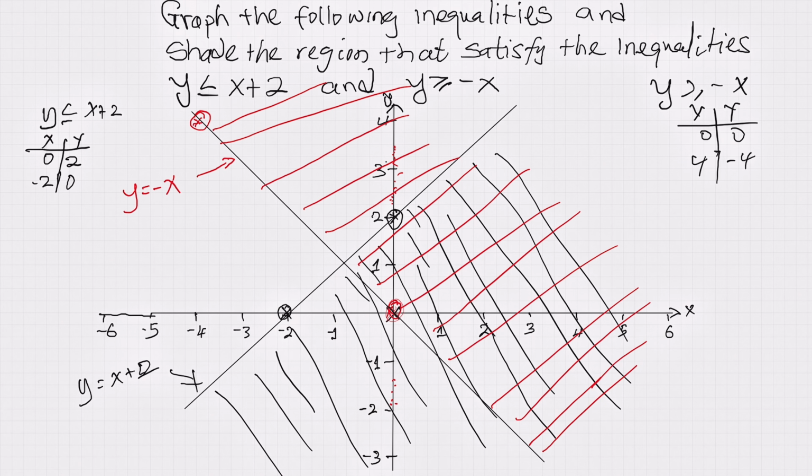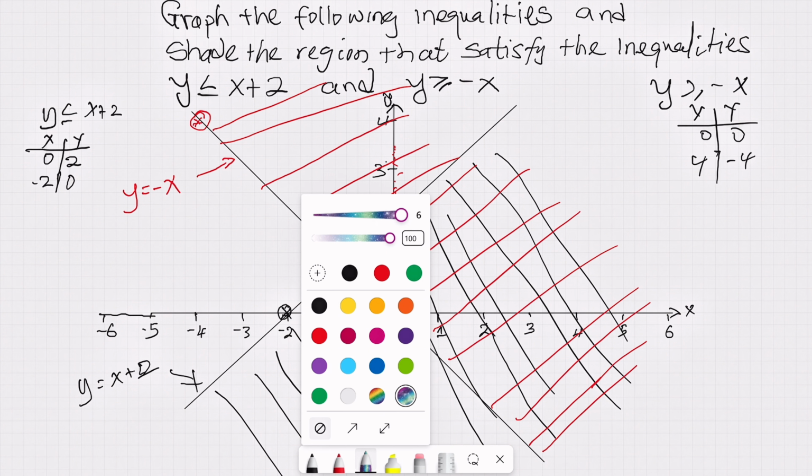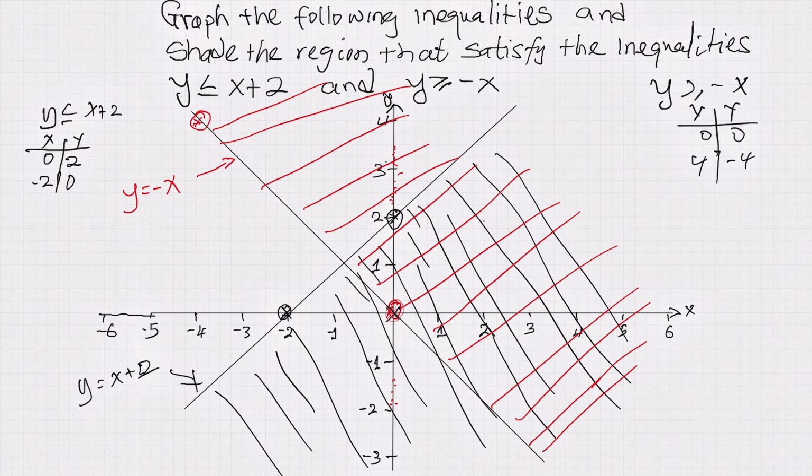And if we want to look at the solution of these two inequalities, the solution of these two will be this intersection, this section over here. So this section right over here is the region that satisfies the inequality.